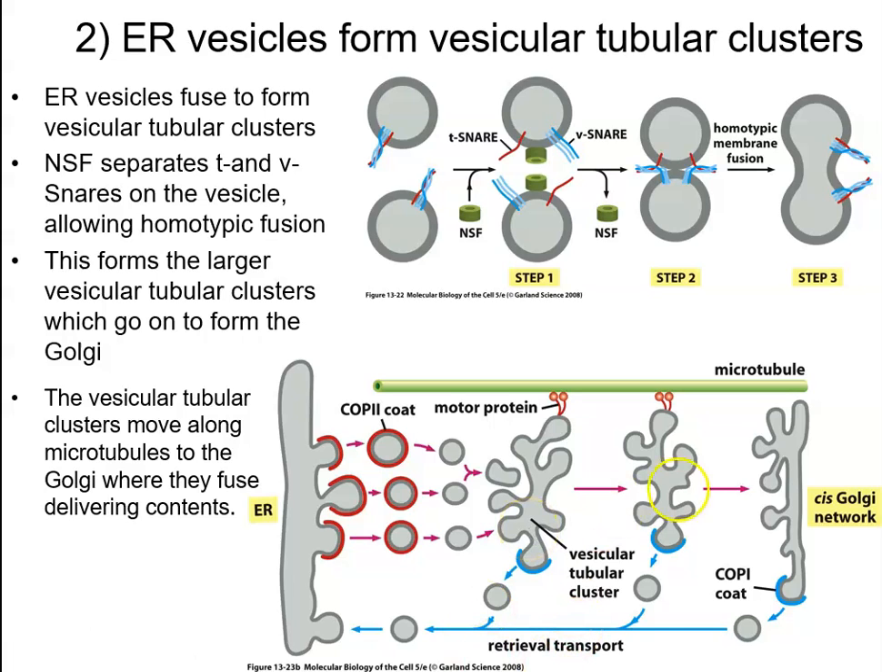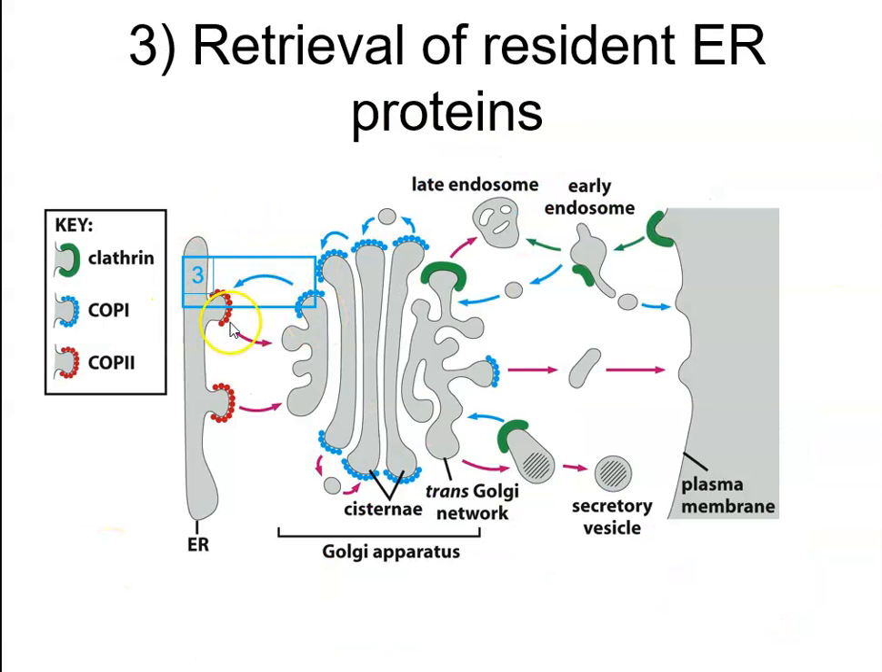Now what we can see on this diagram also is a retrieval pathway of material going from here in a COP1 coated vesicle back to the endoplasmic reticulum, and that will be coming up in the next few slides. So the retrieval pathway is also always in COP1 coated vesicles. So we're up to point 3 on the diagram.